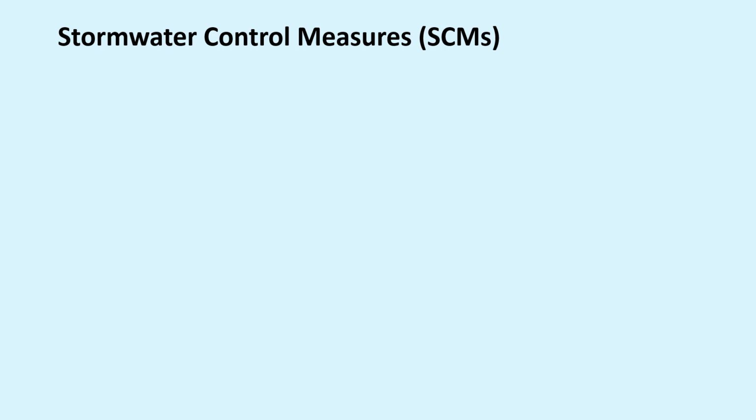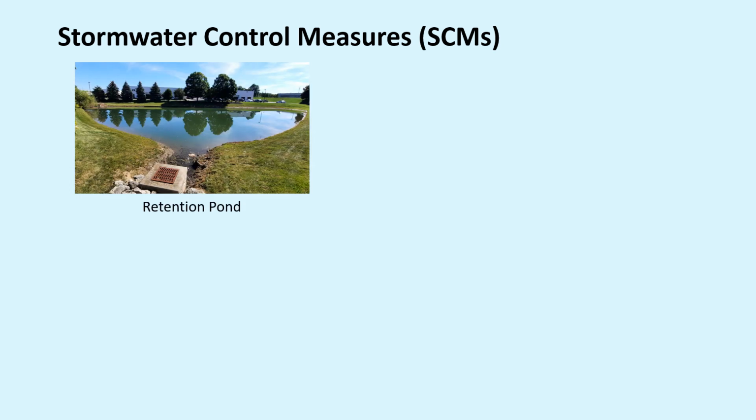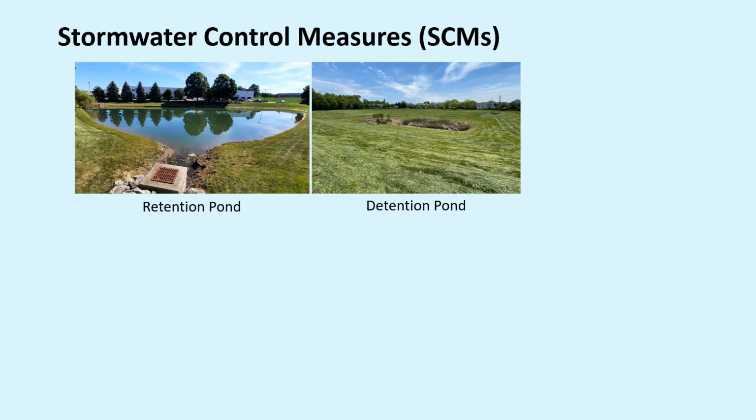So as I mentioned, there are several different kinds of stormwater control measures. We have some classic versions like the retention ponds and detention ponds, which are very common across the United States and in many other parts of the world.